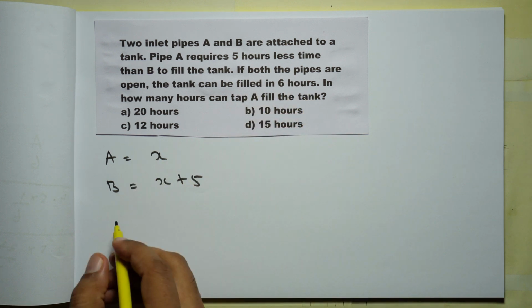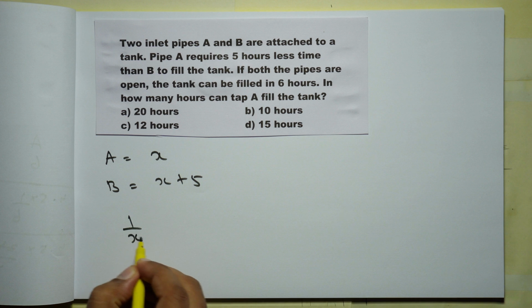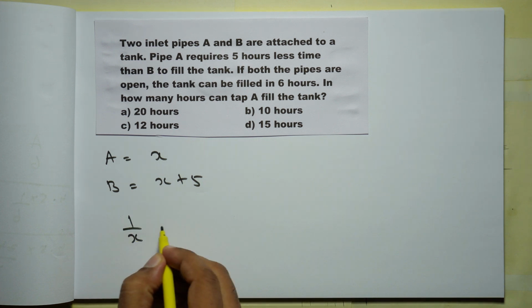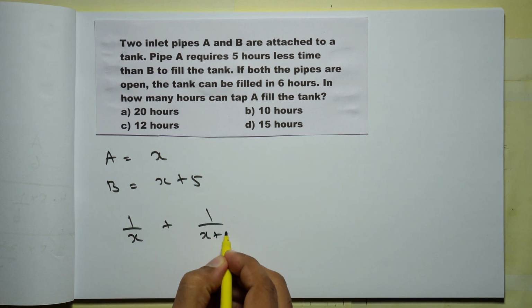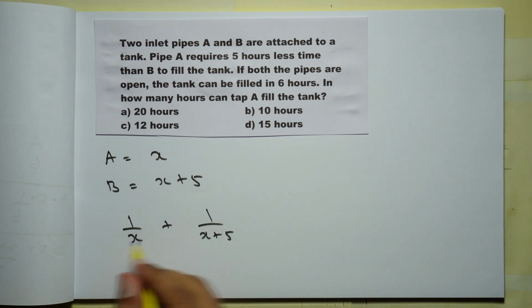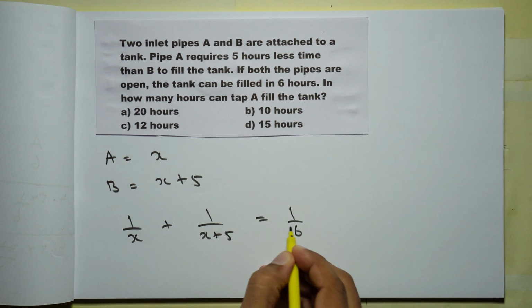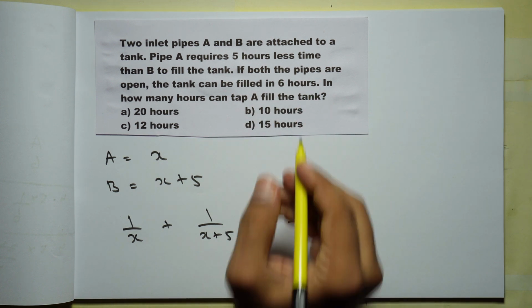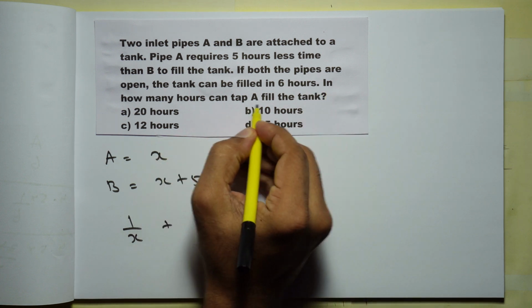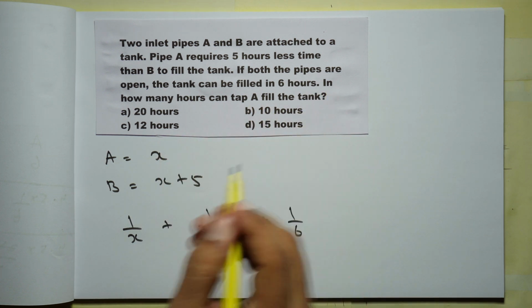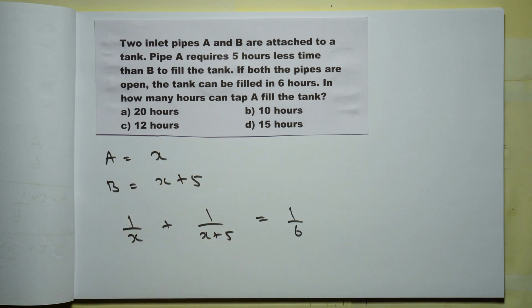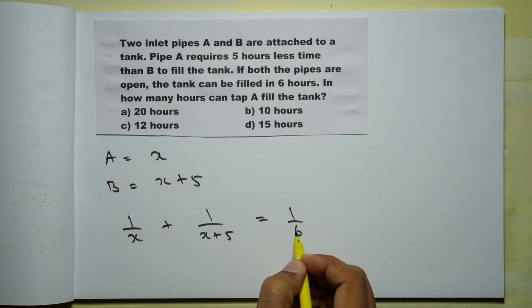So if both the pipes are open, A will fill 1 by X of the tank per hour and B will fill 1 by X plus 5 of the tank. And if both the pipes are open, it will be fully filled in 6 hours, meaning every hour 1 by 6 of the tank will be filled. In how many hours can tap A fill the tank? A can fill it in X hours, so we just need to find the value of X.